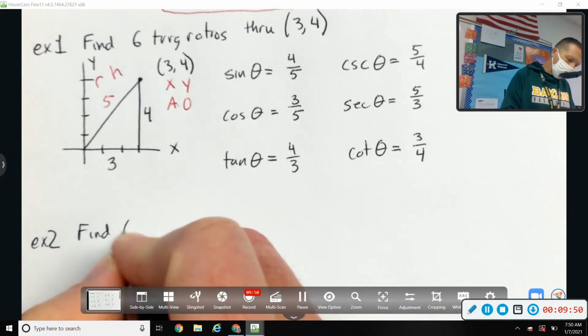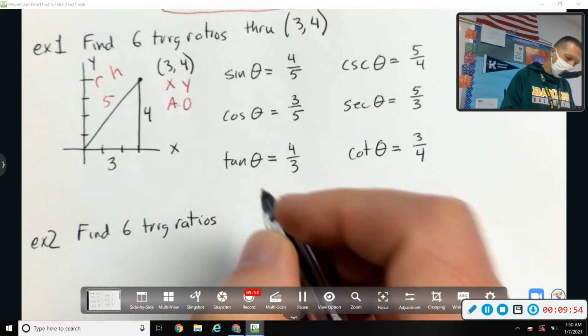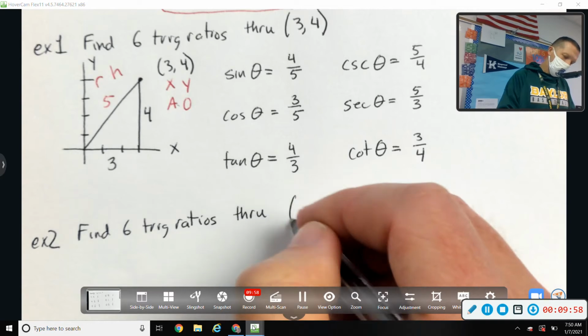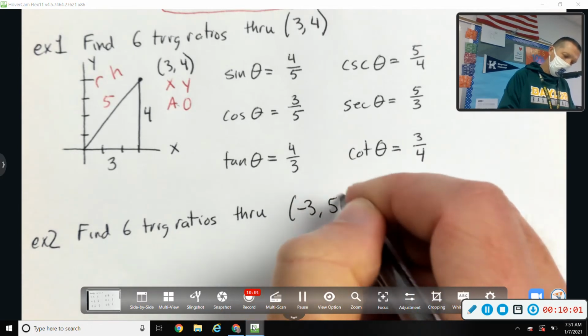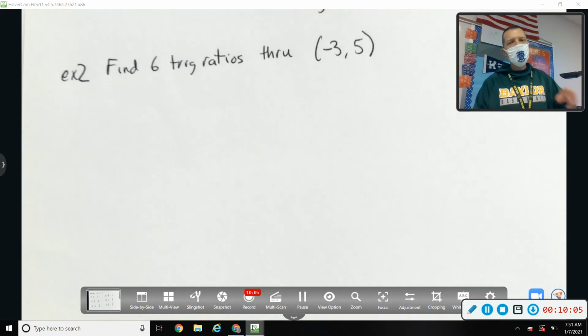Let's do another one. Find the 6 trig ratios. Right? Like that's 2 identical. We need to do something that stretches us a little bit here. Find the 6 trig ratios through (-3, 5).